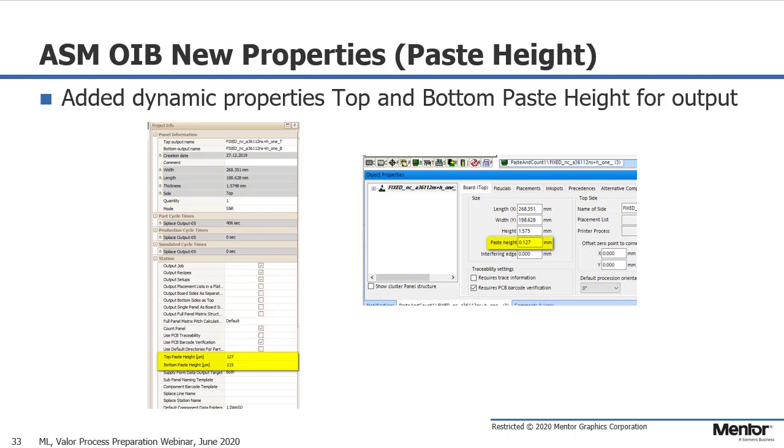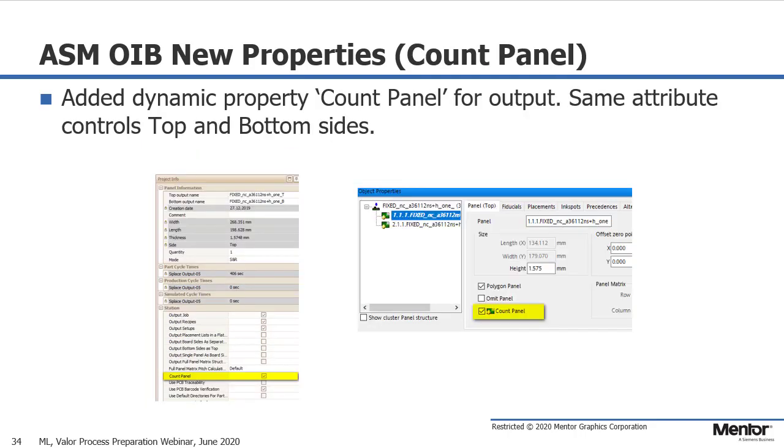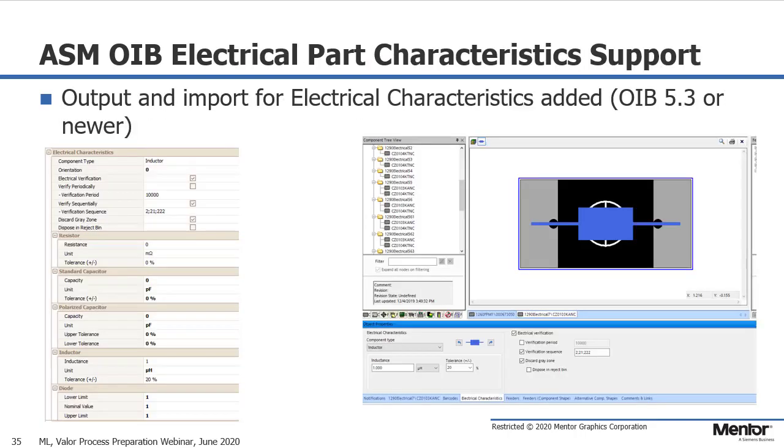Here you can see the data managed in process prep on the left, and that data once it has been transferred to ASM C-Place through OIB on the right. The ASM count panel option is either enabled or disabled. This option can now be set in process prep and passed to C-Place through the OIB interface.